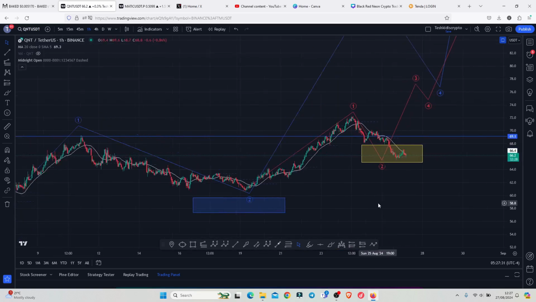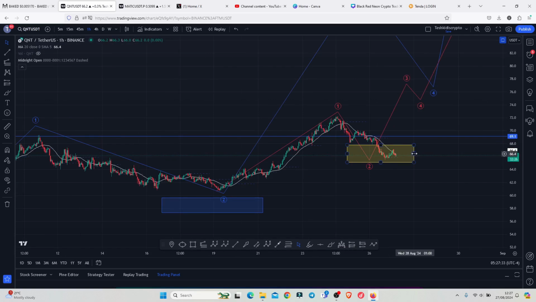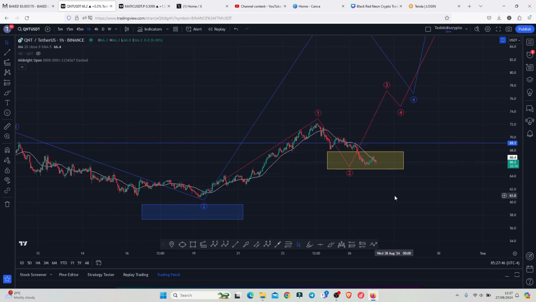So for now, let's continue observing this target area that lies between the $67.8 and the $65.1 for the next coming hours, because this needs to continue holding. So let's be patient and see how that plays out, and I will be keeping you up to date.